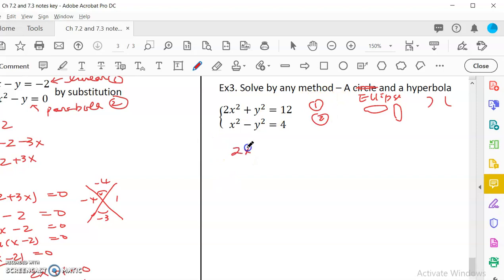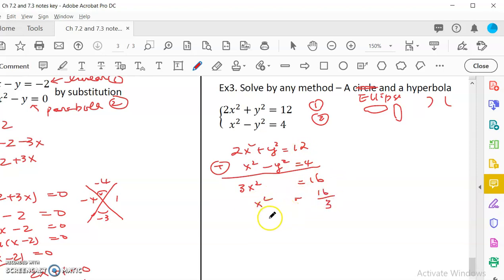2x squared plus y squared. You almost can treat it as just x and y, but it just happens that they're x squared and y squared, right? Now you add them. So the y squared goes away. You have 3x squared equal to 16. 12 plus 4, 16. So x squared would equal 16 divided by 3. Now you're going to do the square root of 16 over 3. That is 4 over root 3, plus and minus. I don't want to rationalize it. It's okay. So that would be x, 2 numbers.